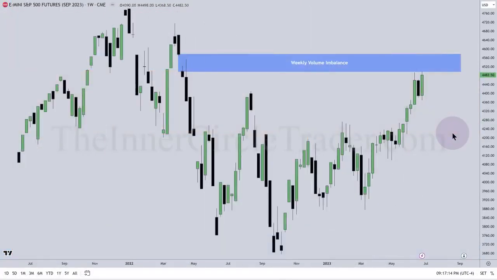All right, moving right along. This is the E-mini S&P weekly chart. And I mentioned that we try to reach up into this weekly volume imbalance, and we just fell short of it. It looks like it touched it here, but I promise you it didn't get there. It got real close to it though, but it's been acting as a draw on liquidity.